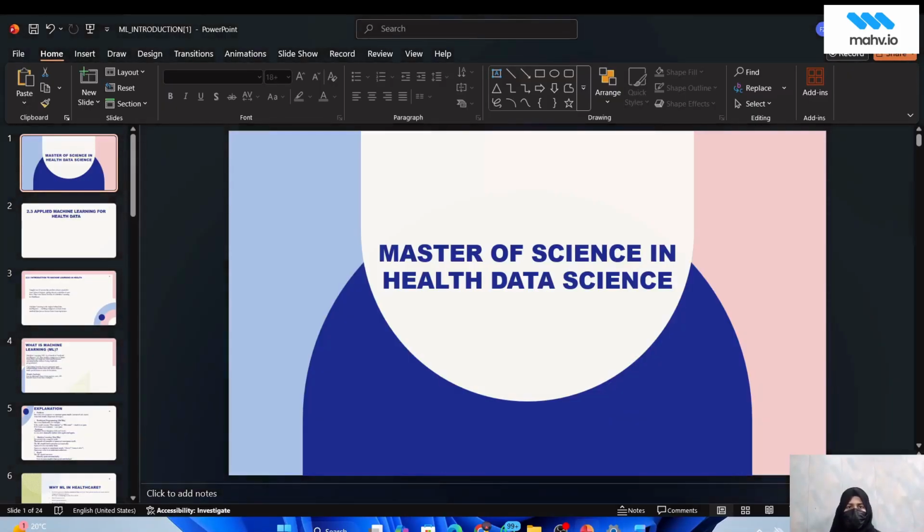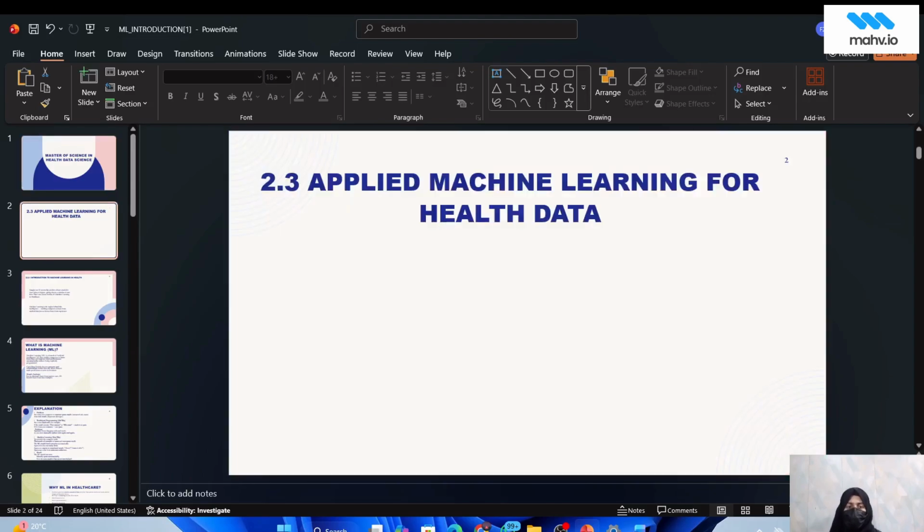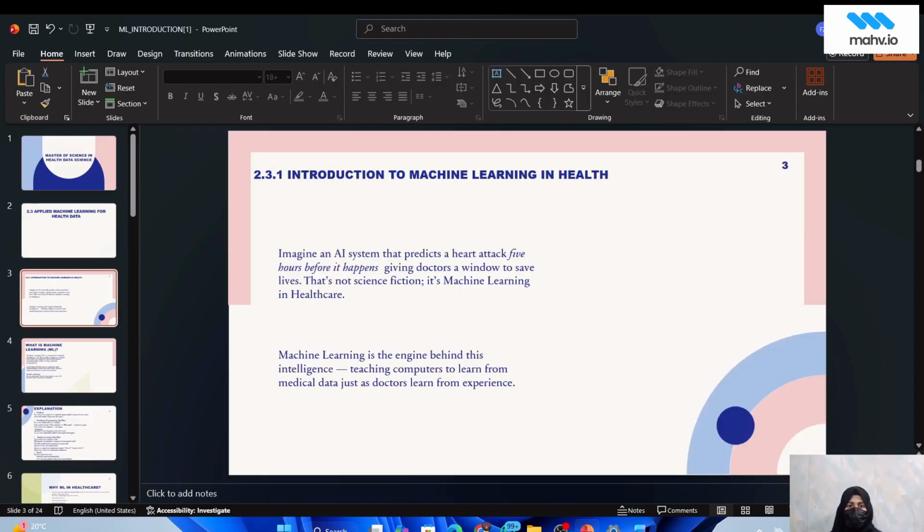Good morning, everyone. Today we will start our next chapter of Master of Science in Health Data Science. Our chapter name is Applied Machine Learning for Health Data. And what is lecture one? That is basically Introduction to ML in Health. So, we will understand the introduction with a scenario.